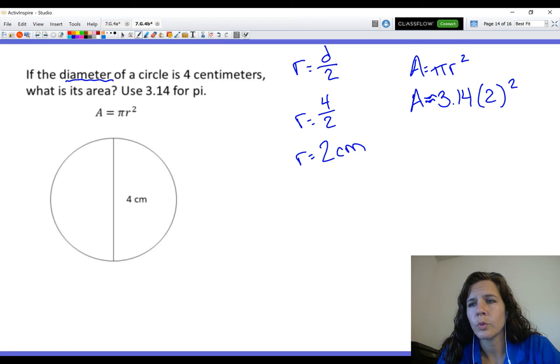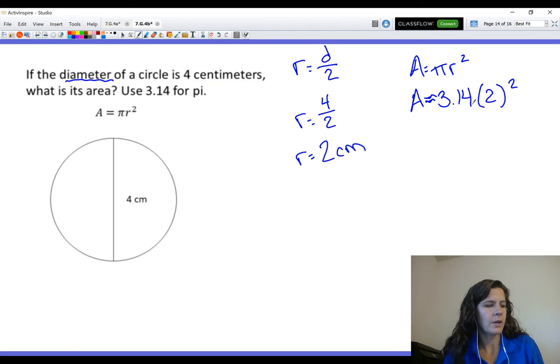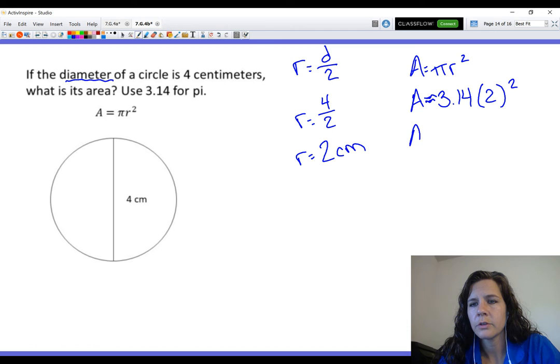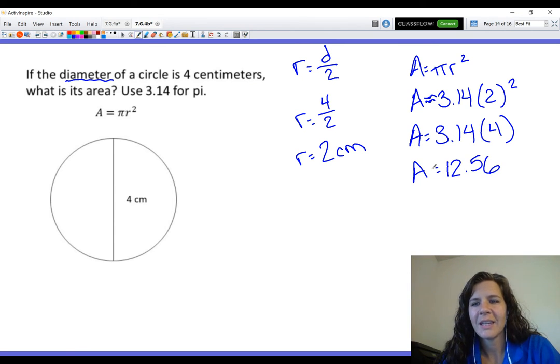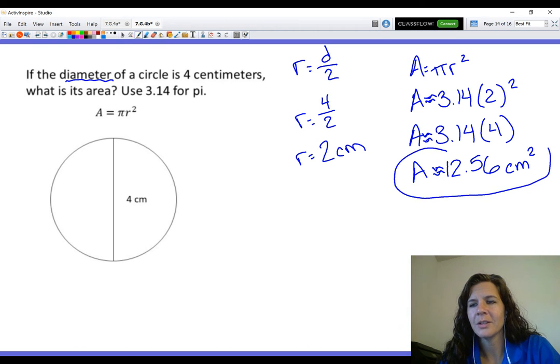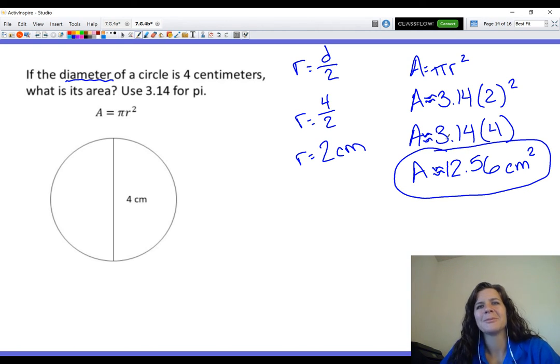times 2 squared. Order of operations tells us that we need to do the exponent first. Area equals 3.14 times 4, since 2 times 2 is 4. Area equals 3.14 times 4 is 12.56. Remember, area, anything with pi is going to be approximate. So area is approximately 12.56 centimeters, and area is squared. So centimeters squared. How'd you do? Did you get it? All right.